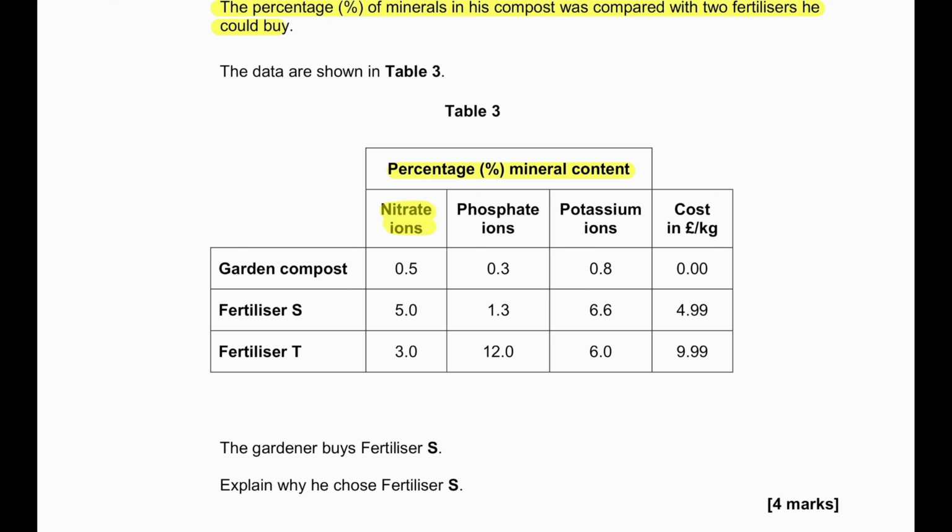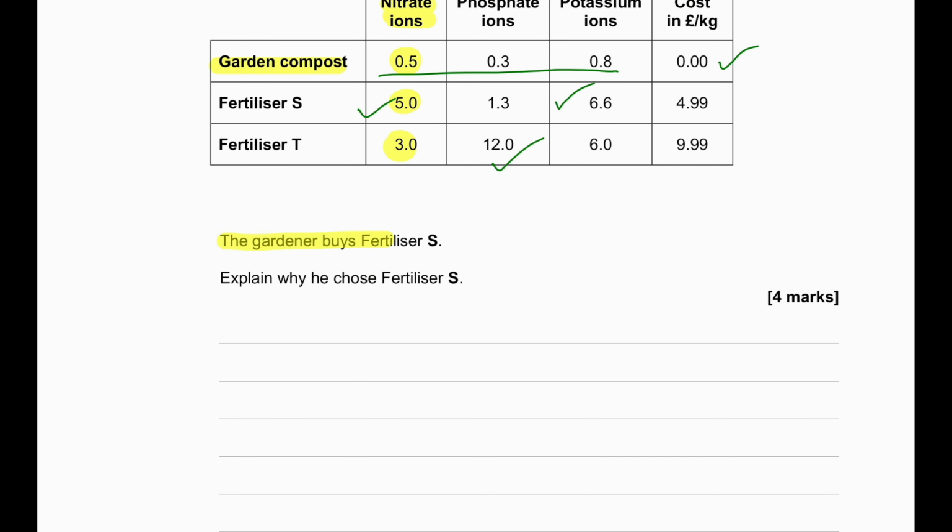In terms of nitrate ions, the garden compost consists of 0.5, fertilizer S 5.0, and fertilizer T contains 3.0. So nitrate content is highest in fertilizer S. Then for phosphate ion, we can see fertilizer T is highest in concentration. And then for potassium ion, we can see fertilizer S is highest in concentration. And in terms of cost, we can see the garden compost is totally free, however it provides all of the nutrients. The gardener buys fertilizer S.